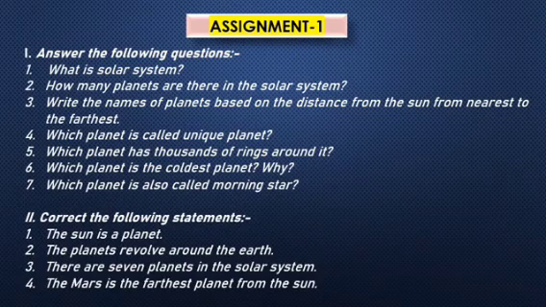Second, correct the following statements. The sun is a planet. The planets revolve around the earth. There are 7 planets in the solar system. The Mars is the farthest planet from the sun. Hope you are able to answer these questions.